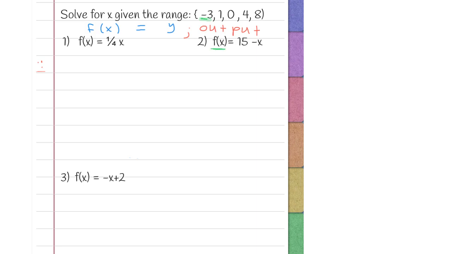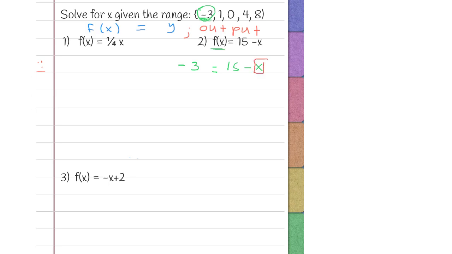Instead of putting the f of x, well, I already know what my f of x is, right? We said the f of x is this right here because that's my y, that's my range. So I'm not going to put f of x. I'm going to replace that with negative 3 is equal to 15 minus x. They want me to solve for x, so I'm going to put a box around that x because that's not to be moved. Everything else will be moved, but the x will not be moved. And actually, let me put a box around, yeah, like that. Sorry.